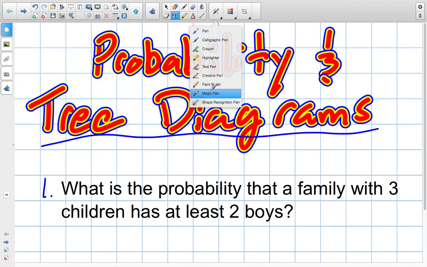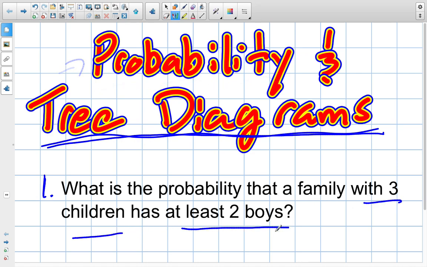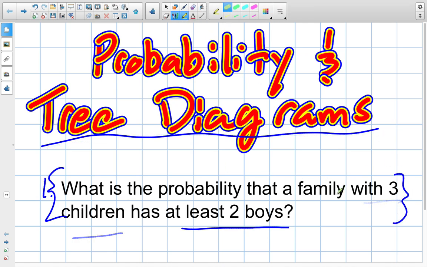Okay, we're going to look at probability and specifically how to solve probability questions with tree diagrams. So the first question is, what is the probability that a family with 3 children has at least 2 boys? Since this is a word problem, we're going to read it twice. I'm going to highlight important pieces of information here.